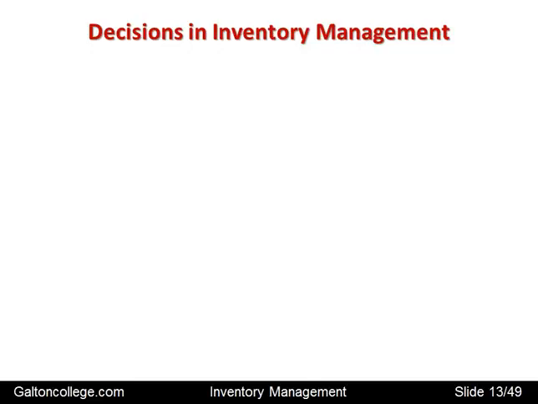Now, decisions in inventory management, there's only a couple here. First of all, the first decision is when to order. It's important to know when to place the order, and how long the order will take. What's the lead time on the delivery? If the company places an order today, will it take a week? If it takes a week, that's the lead time. Will there be enough stock in the company to keep it going for the week while it waits for the order to be delivered?